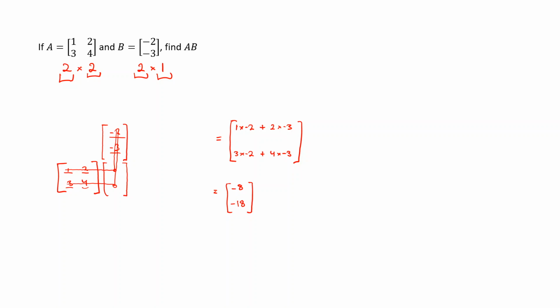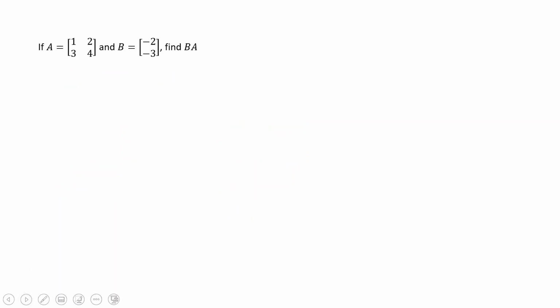To figure out what goes in the first row, first column of your product, you take the first row of A, multiply it with the first column of B, and you just follow that procedure one entry at a time. Let's do a second example. So same matrices as previous, but we're going to multiply them the other way around.